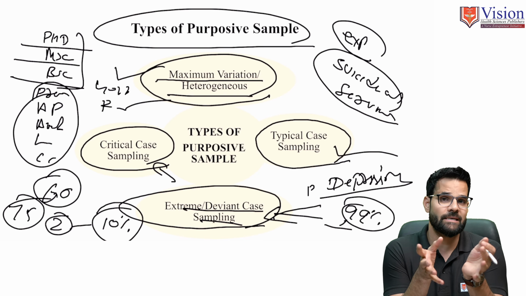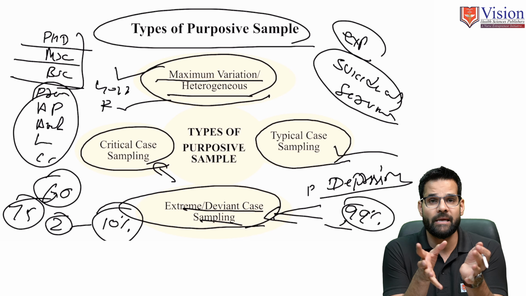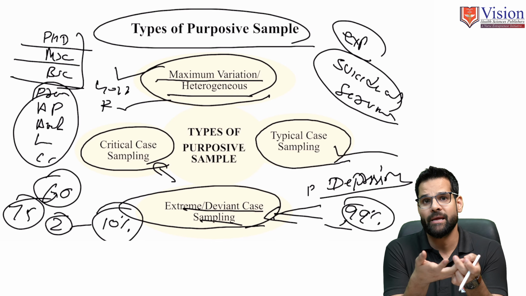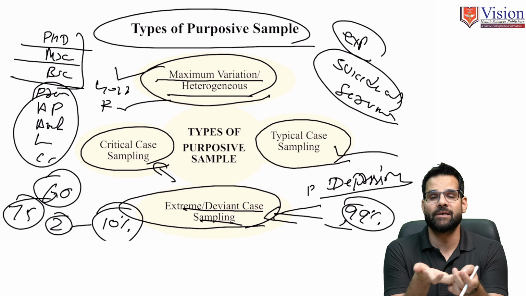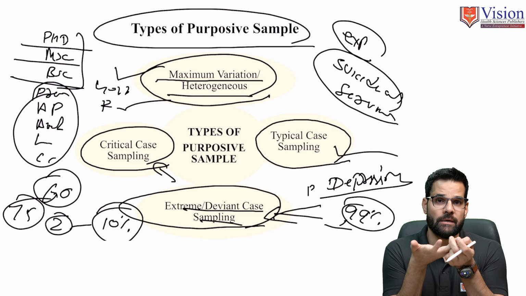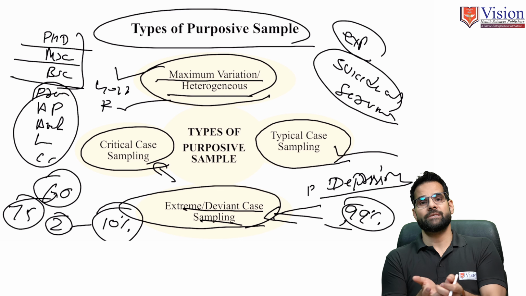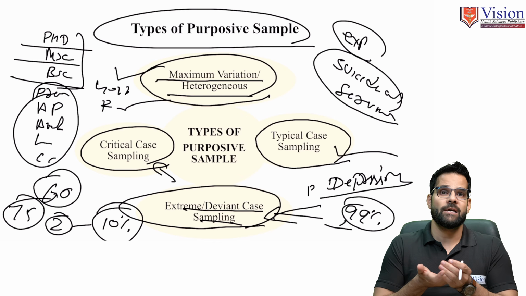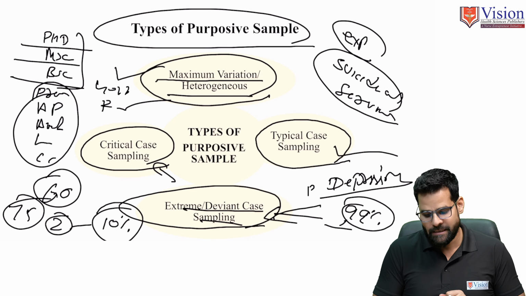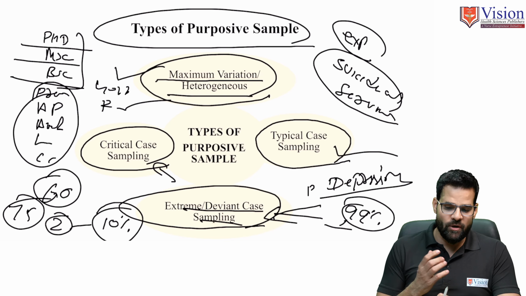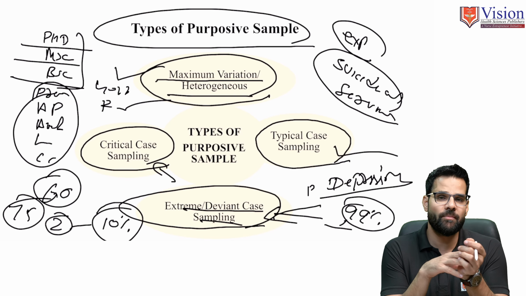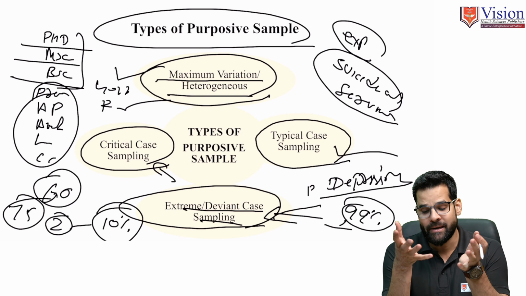But overall, please understand that purposive sampling is a kind of judgmental sampling where you select the study subject based on your own understanding and belief that this particular subject or these particular characteristics will enlighten the phenomena under study. If I talk about the merits and demerits of purposive sampling, of course, it is a non-probability method.